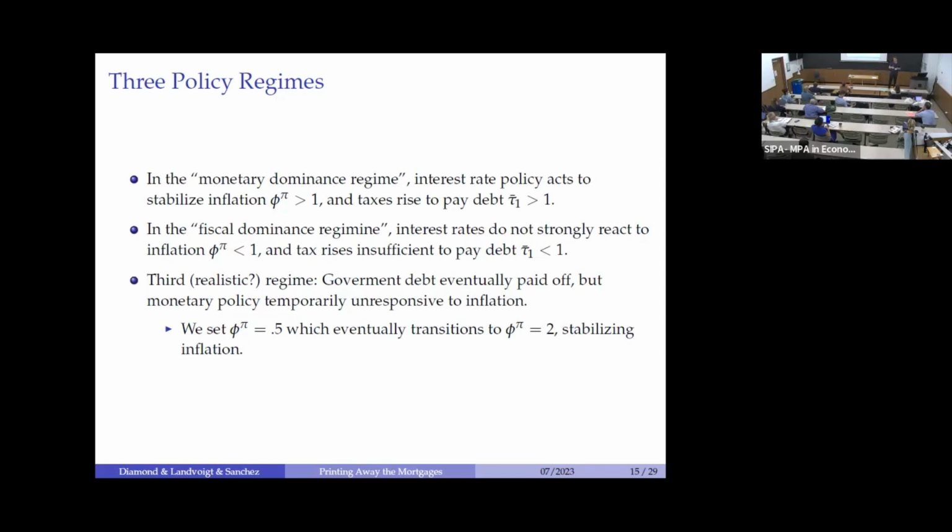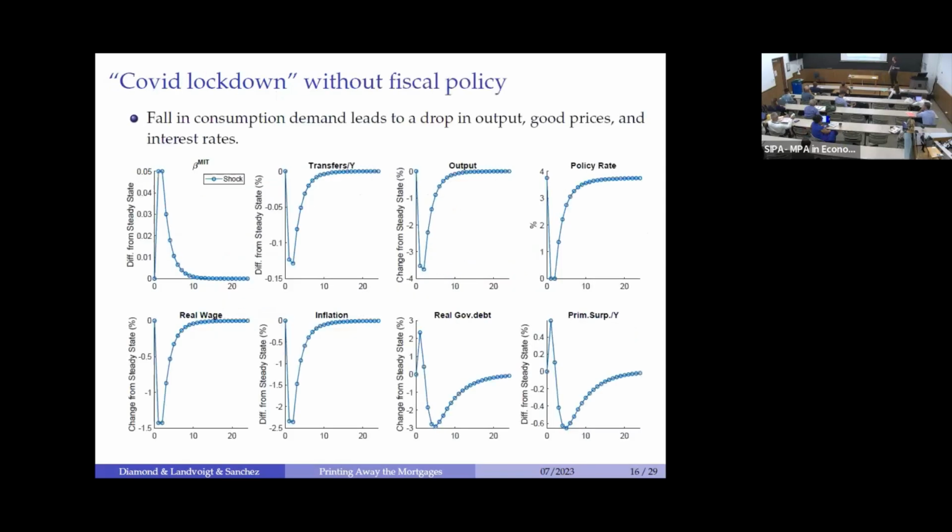what happens post-COVID, is temporarily we had loose monetary policy, maybe or maybe not directly driven by thinking about fiscal considerations. We don't know what was in Jerome Powell's head, but if you have a year of really loose monetary policy, that's going to have similar effects in terms of potentially having a surge of inflation. So we're going to set the Taylor coefficient on inflation to a half, and then we're going to gradually bring it back to two so that we enter the standard monetary dominance regime.